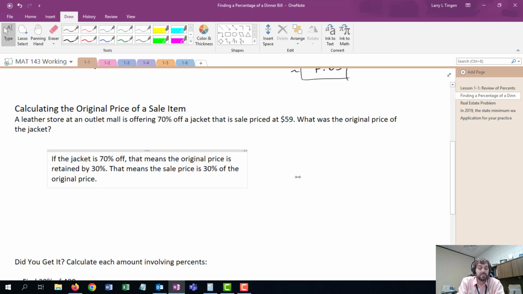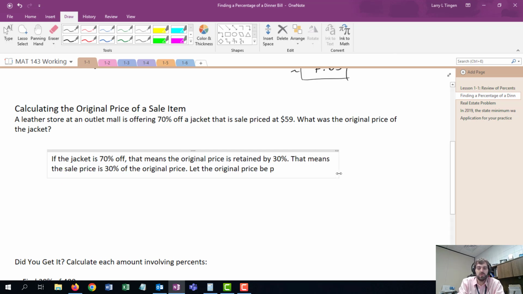And now I can deal with that, right? So I'm going to let the original price be P. We get to make up our variables as we go, and P makes sense because it's the first letter in price. So what's 30% of P? Well, it's $59. They told me that in the problem. So that means 30% of P, of means times, equals $59.